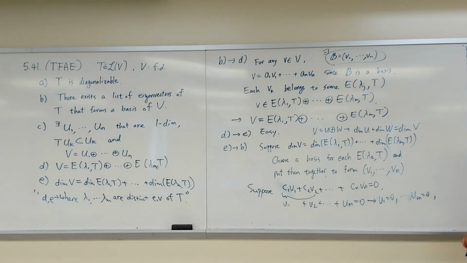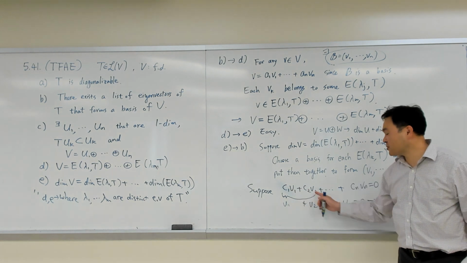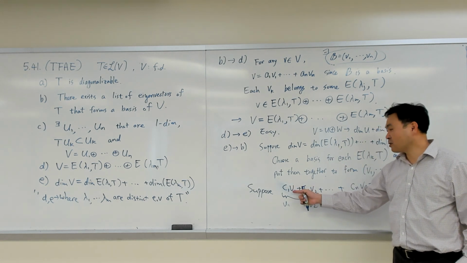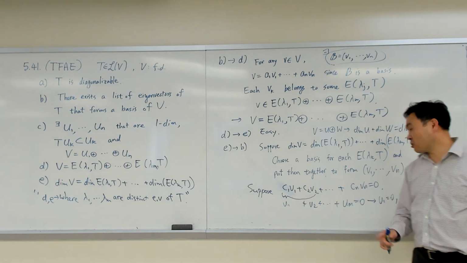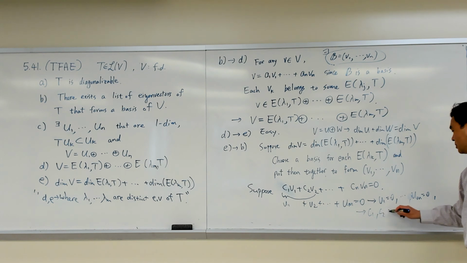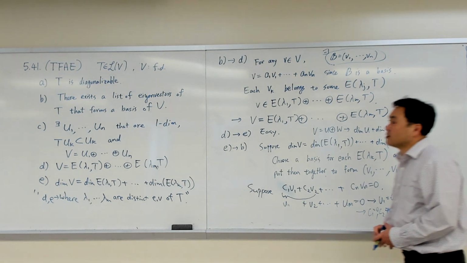Okay. And if these are 0, then individually they're 0, but then they're forming a basis for each of the spaces. Therefore, each of the C1 through Cn would be 0. It would be all 0. And therefore, this is linearly independent, and you've shown that this forms a basis. Okay?